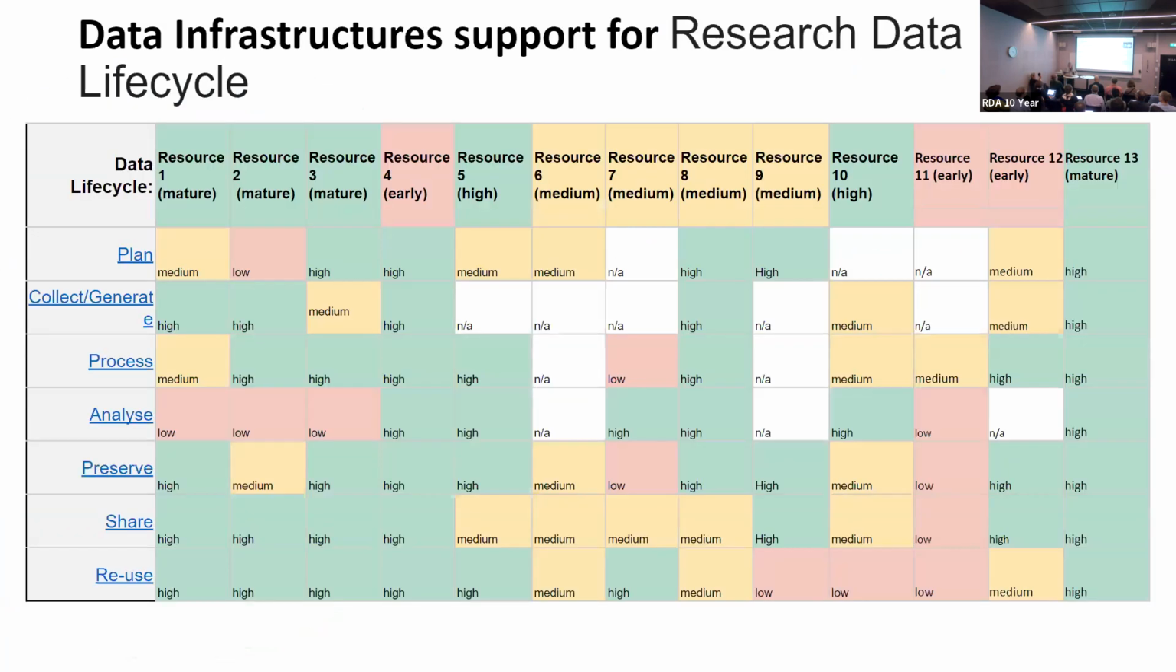We de-identified the resources, so we're not calling anybody out. But you can see the maturity of the life cycle of the resource: the green box is very mature, the yellow box is somewhat mature, and the red box is early. We asked each infrastructure, do you assist your users to plan for their data management and sharing plans? That's certainly important to NIH with our new policy, and probably important to you. Do you assist your users in collecting or generating data?